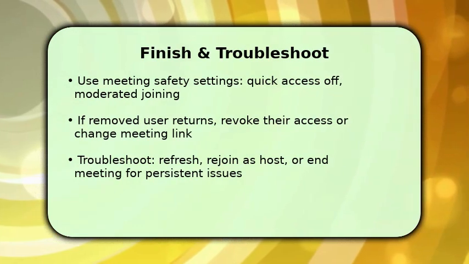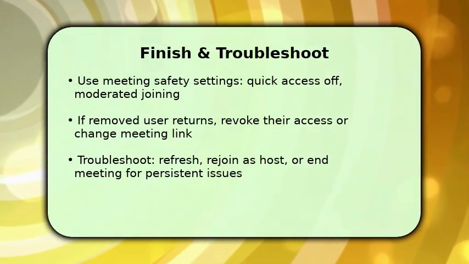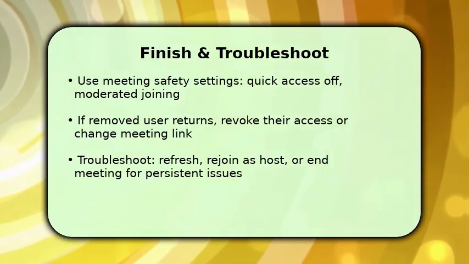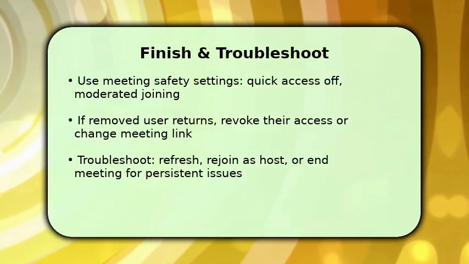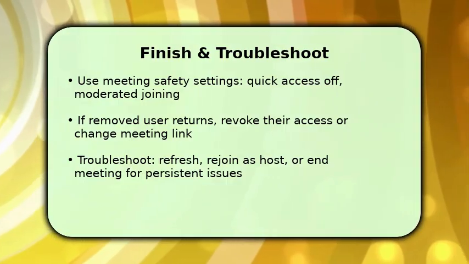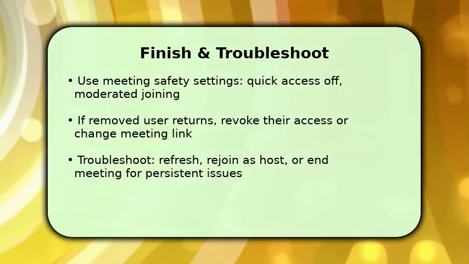After removing someone, tighten safety. Turn off quick access and require host permission for joining so accidental returns are blocked. If the person tries to rejoin, immediately remove them again and consider replacing the meeting link or disabling anonymous joining.